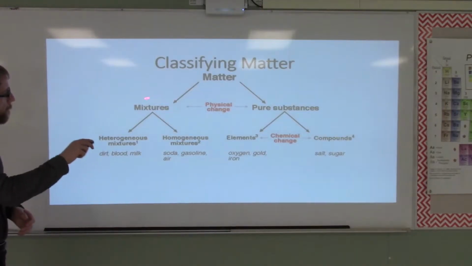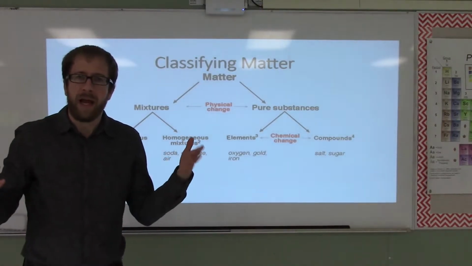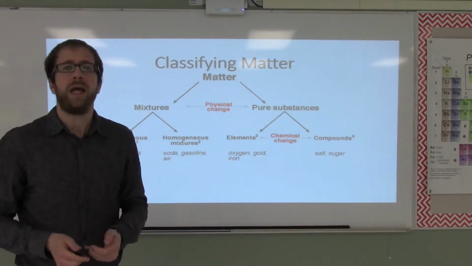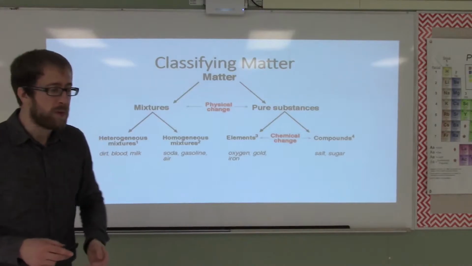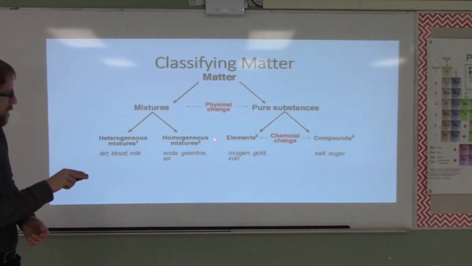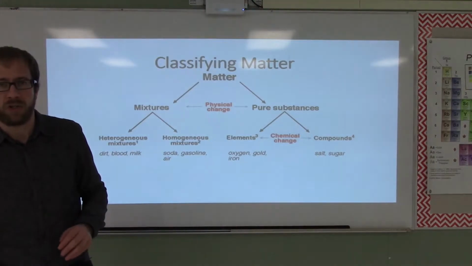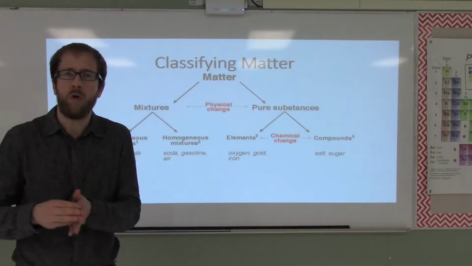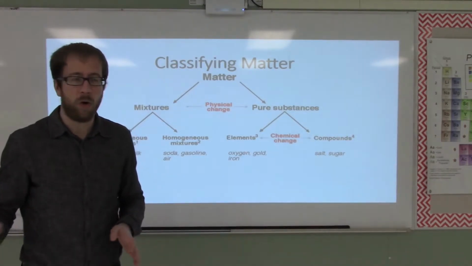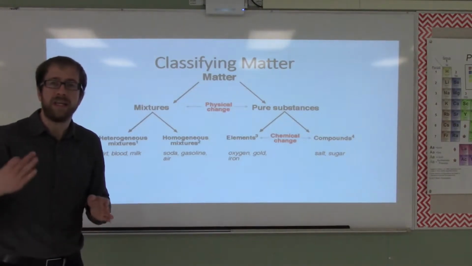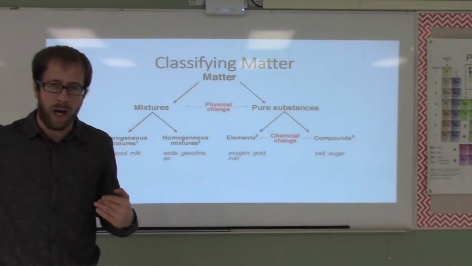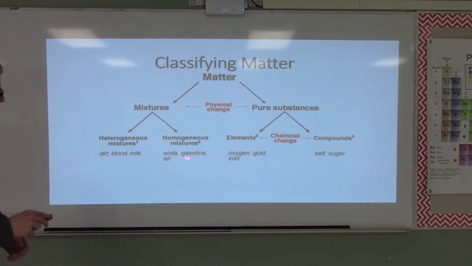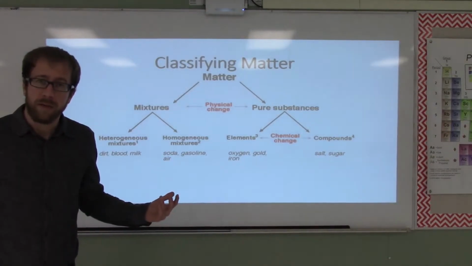Or you can have mixtures, different elements mixed together, or perhaps different compounds mixed together. And these mixtures can either be homogeneous, and a homogeneous mixture, what does homo mean again? We've talked about this before. Homo means same, right? So a homogeneous mixture is a mixture that is the same throughout. An example of this would be something like soda, or gasoline, or the air we breathe.